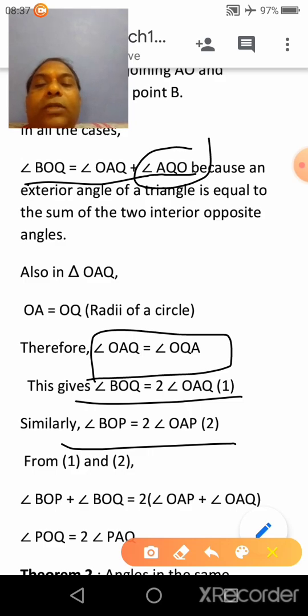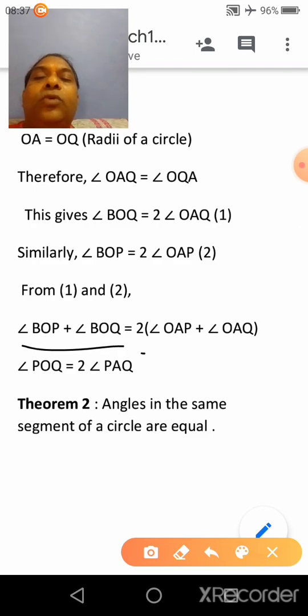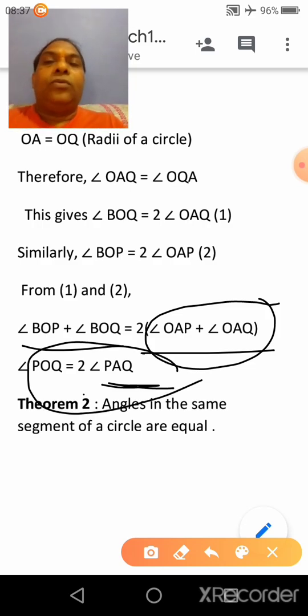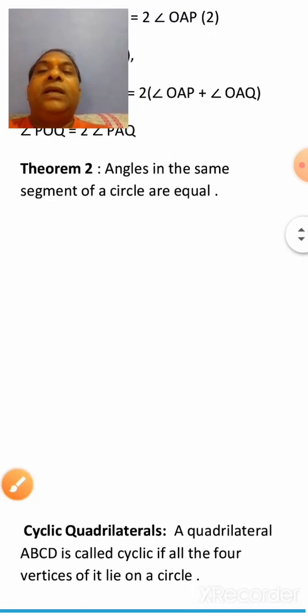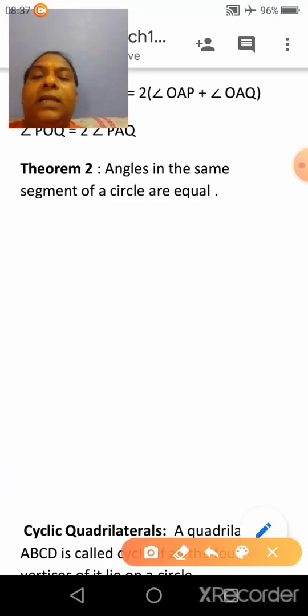Now adding both, then BOP plus BOQ will be twice of angle OAP plus angle OAQ, and angle OAP plus angle OAQ is equal to angle PAQ. So we can prove it, angle POQ is equal to twice of angle PAQ. Clear? Now next theorem, angles in the same segment of a circle are equal.